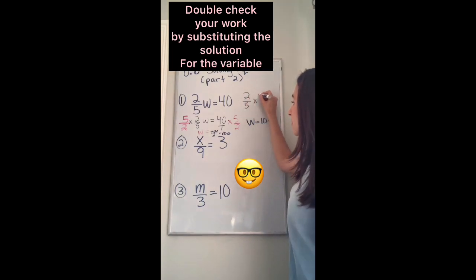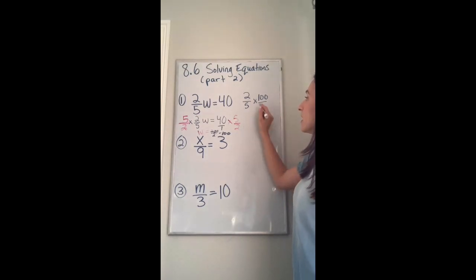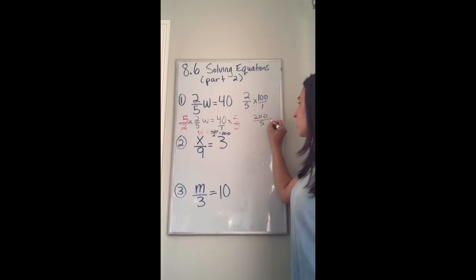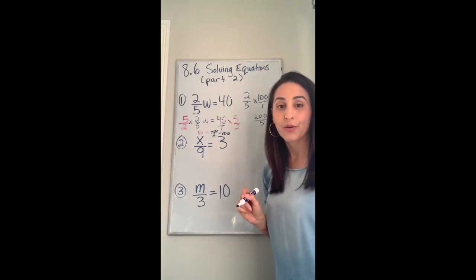2/5 times 100. Put a 1 underneath, since it's a whole number right now. We'll give space here. 2 times 100 is 200, and 5 times 1 is 5. What's 200 divided by 5? I don't know, Miss Roman.